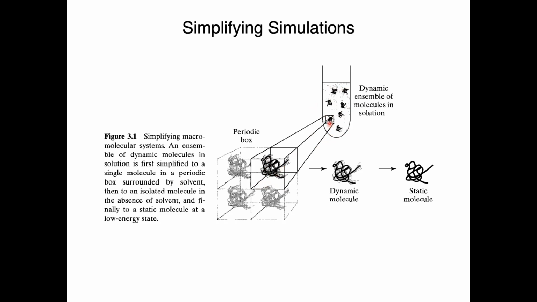Now, if you couldn't do this, you would have to simulate each of these copies separately, right? Because indeed in a test tube, you don't have one protein, you have many proteins floating around.